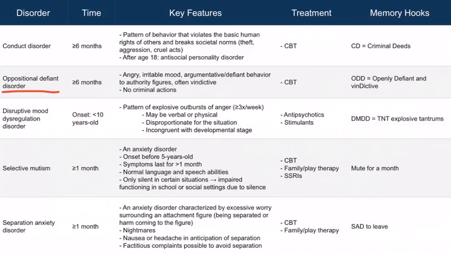Now this is less severe than conduct disorder in that behaviors do not involve violating the basic rights of others. So this pathology is not characterized by criminal actions. Basically with this disorder, there's over 6 months of someone who's angry, has an irritable mood, argumentative or defiant behavior to authority figures, and they're often vindictive. But they're not criminal. So when you think of oppositional defiant disorder, ODD, think of the memory hook, openly defiant and vindictive, ODD. That's very different than being a criminal, and the criminal deeds associated with conduct disorder.